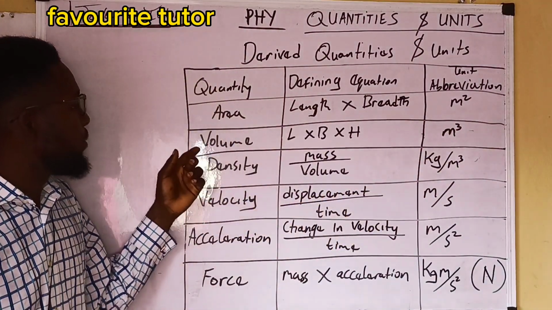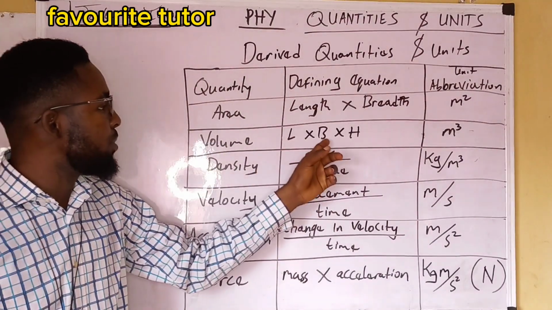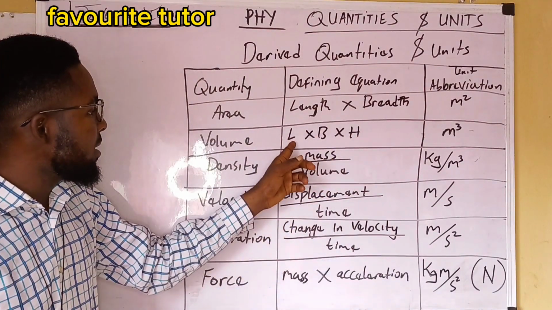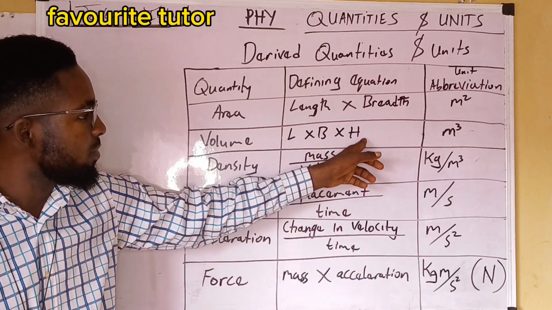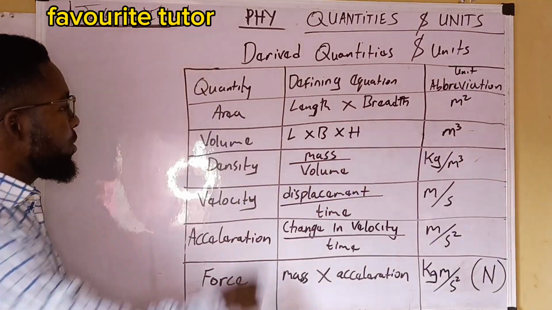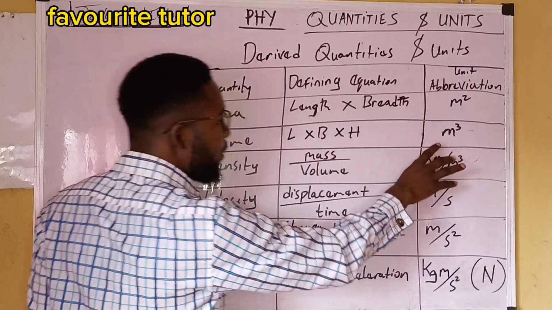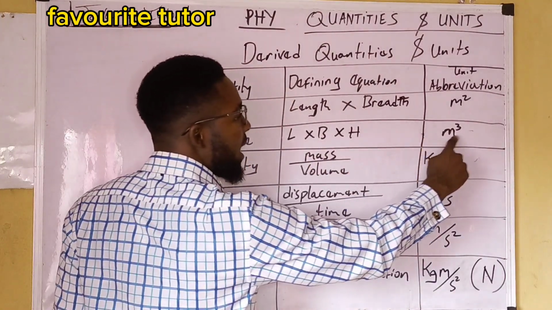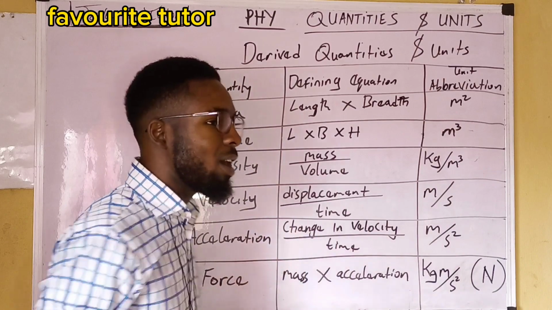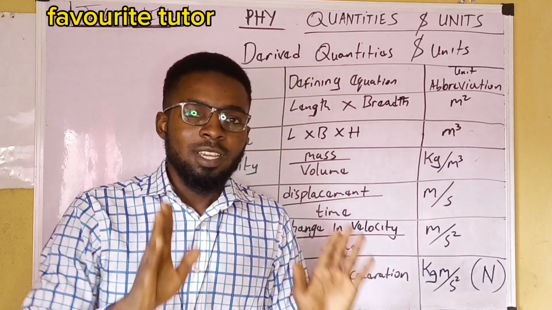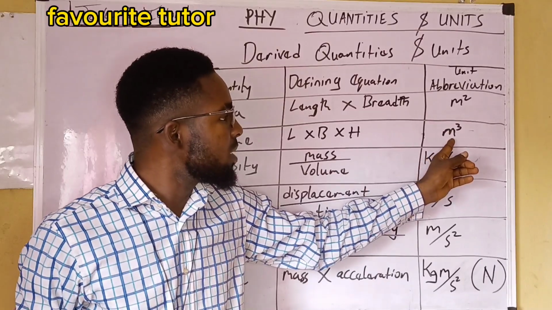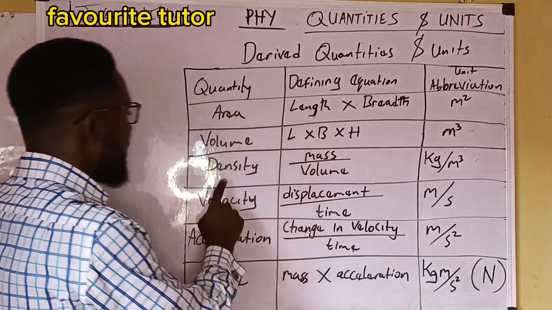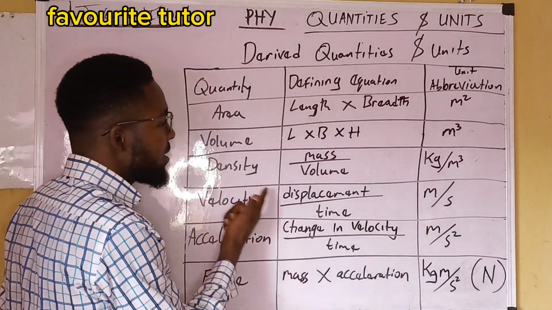Right here, volume. Volume is length times breadth times height. The length is measured in meter, the breadth is measured in meter, the height is measured in meter. So the standard unit for volume is meter cube. Anytime we are calculating volume in physics, we must make sure that our unit is in meter cube.